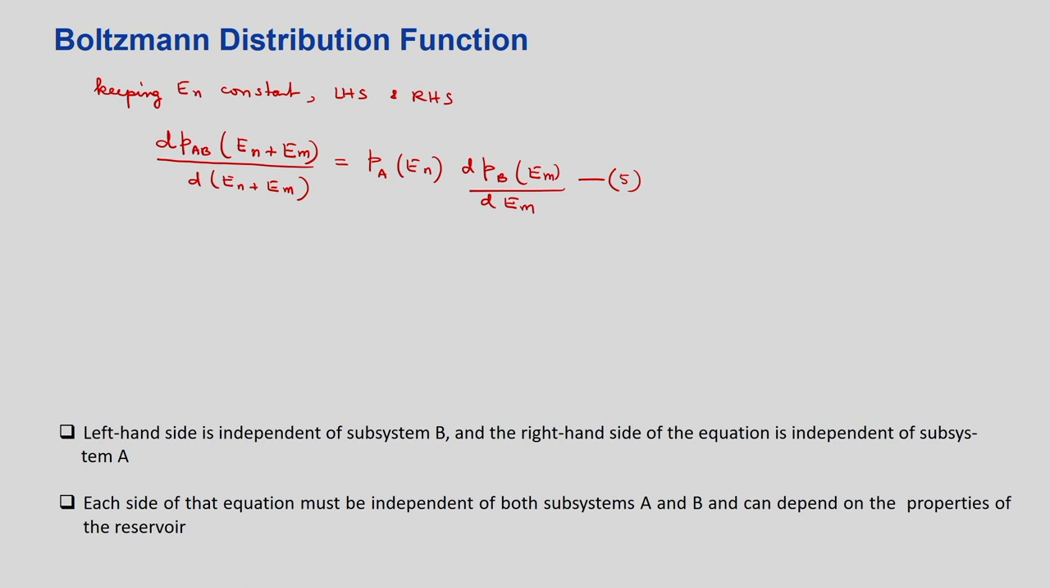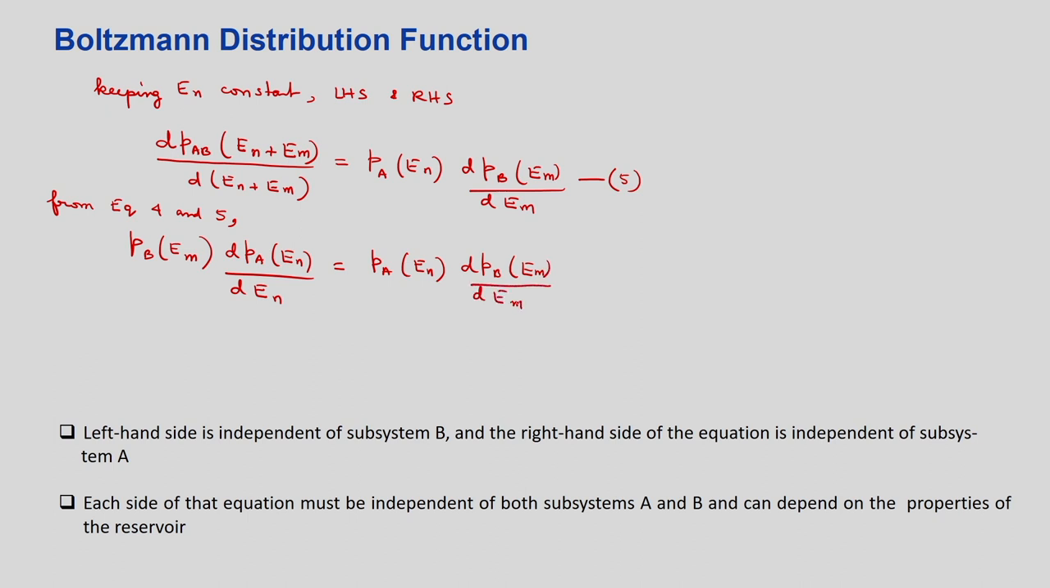Now, if you compare equation 4 and 5, they should be equal because the LHS is the same. So, from equation 4 and 5, we have PB of Em, and we write down the probabilities: d of P A of En by d En equals P A of En into d P B of Em by d Em. I can write it this manner because both are equal to the same LHS.